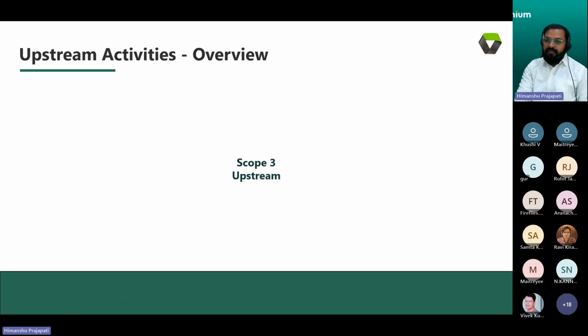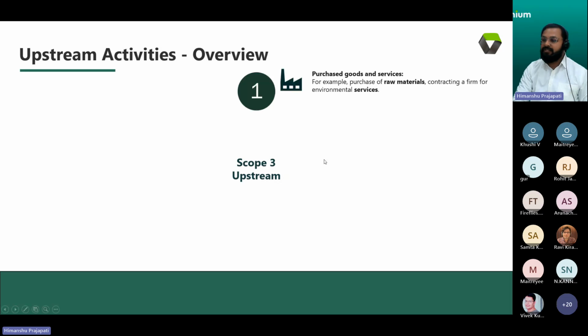Now, when we talk about scope 3 upstream activities, so we took an example of material processing. That was one of the examples, but there are many such activities that we can consider as part of scope 3 emissions, scope 3 upstream emissions, right? Now here in this case, the first one is purchase goods and services. The example that we previously took was of raw materials. So we are procuring or purchasing raw materials, and that comes under scope 3 upstream emissions, which is under purchase goods and services.